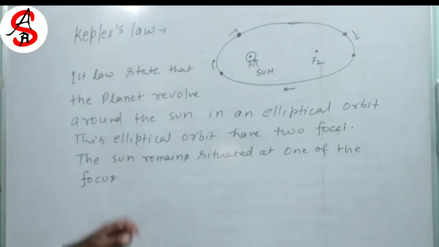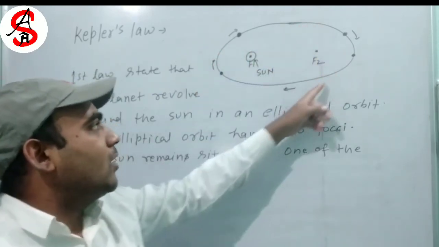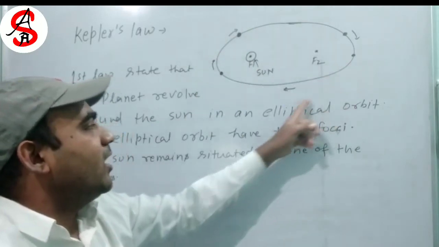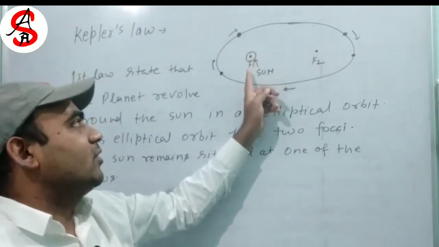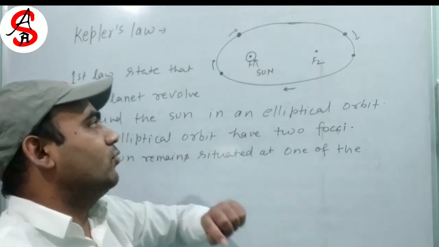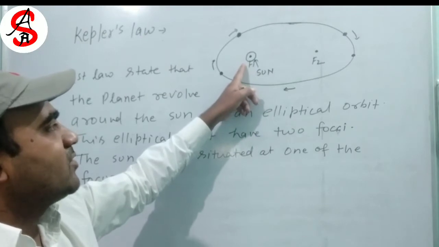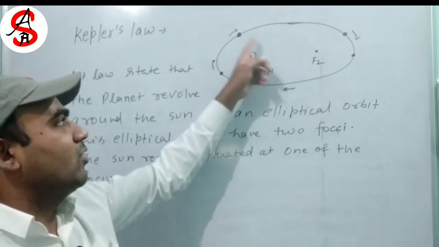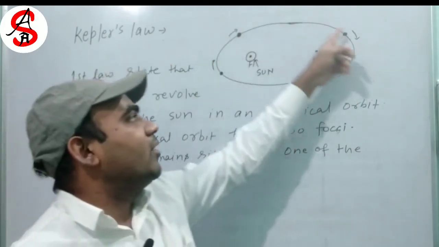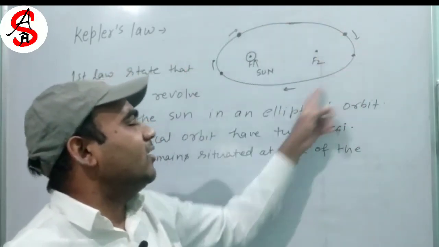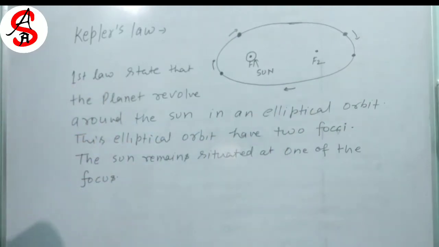Now, second law. So you understand that the planet is revolving around the Sun in an elliptical orbit, and it has 2 focus, F1 and F2. The Sun remains at one of the focus of the elliptical orbit, and the planet revolves around the Sun in an elliptical orbit.